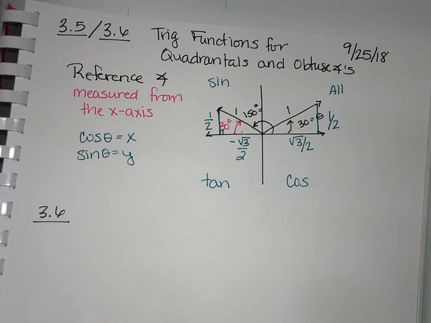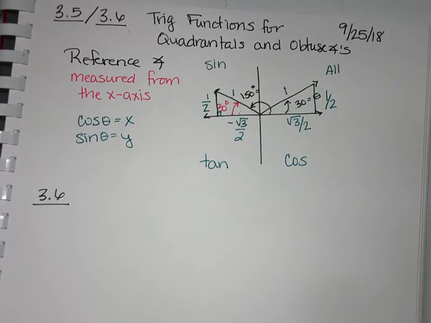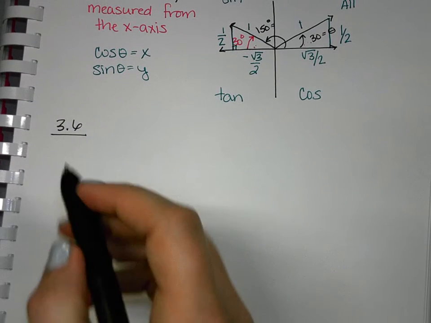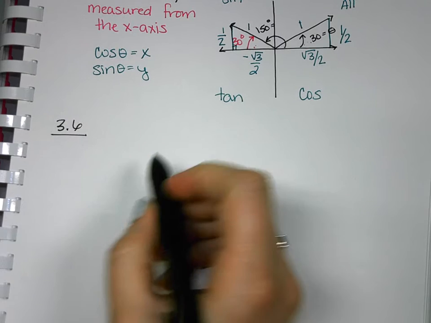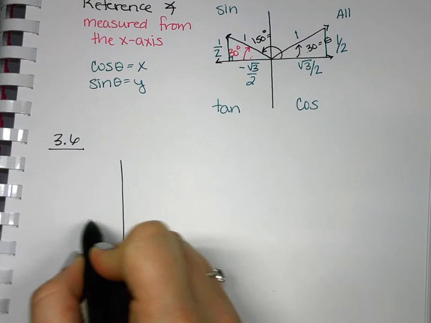So 3.6 is where we're going to take more of these and, again, practice with our unit circle. And sometimes it's going to be helpful to sketch out what we're being given. So just to touch base a little bit on our unit circle and think of things a little differently.